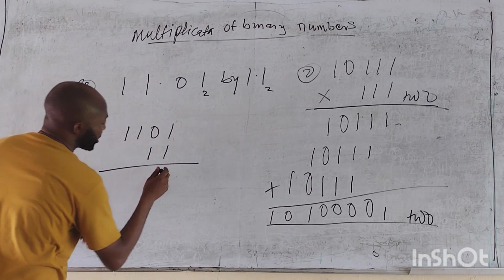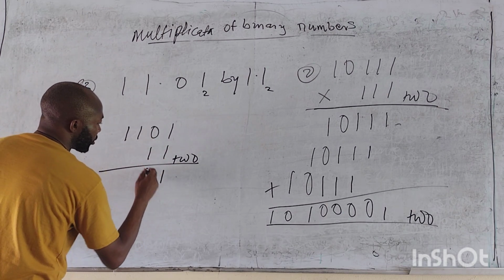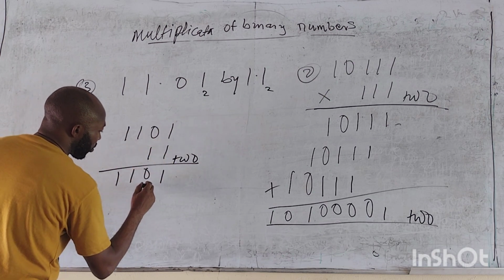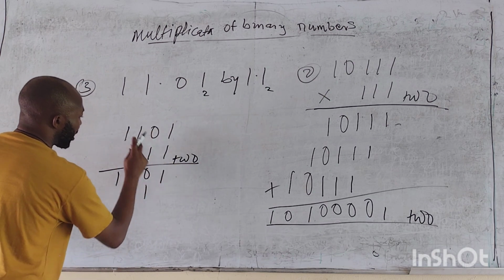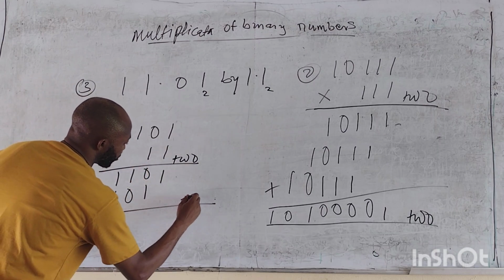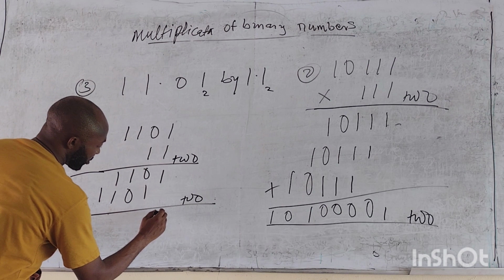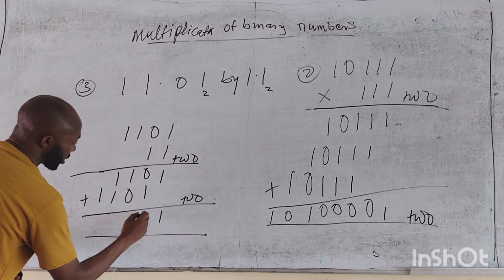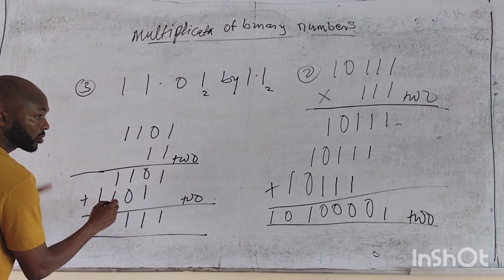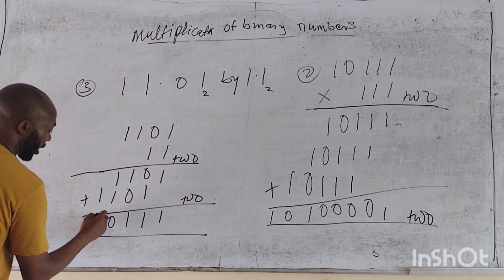1 times 1 is, all in base 2, sorry. 1 times 1 is 1. 1 times 0, 0. 1 times 1, 1. 1 times 1, 1. 1 times 1, 1. 1 times 0, 0. 1 times 1, 1. 1 times 1, 1. In base 2. Now I want to add the second section. This one will come down. This is 1, it comes down. This is 1 plus 0, 1. 1 plus 1, 2. 2 is 1 remainder 0. Put that 0 and carry 1 over.